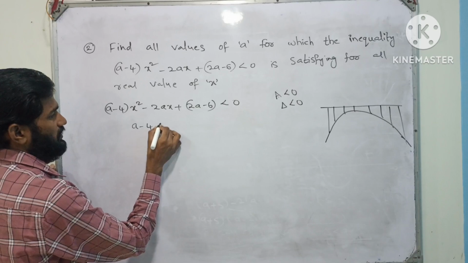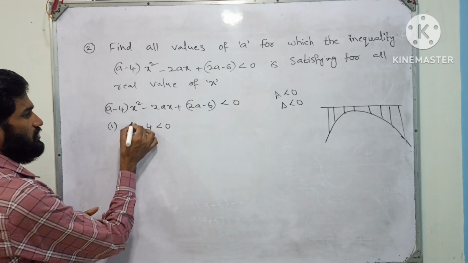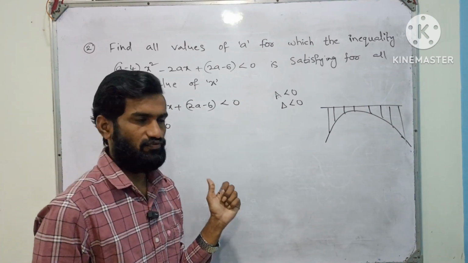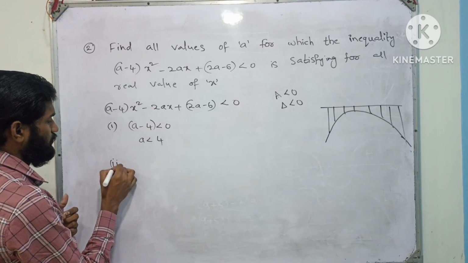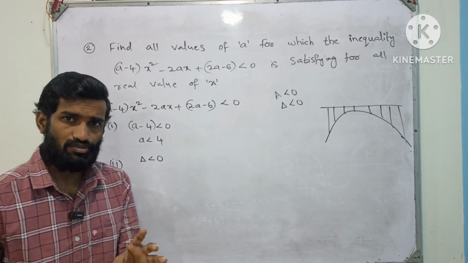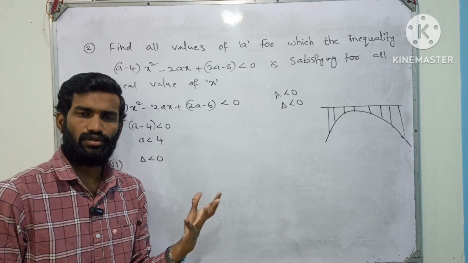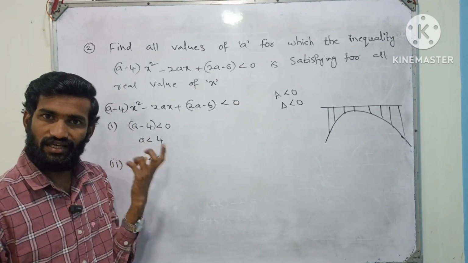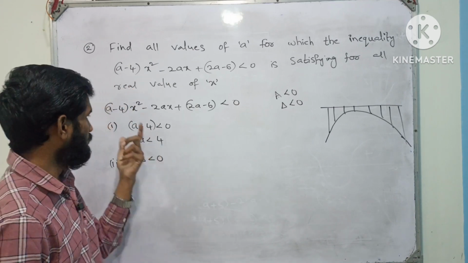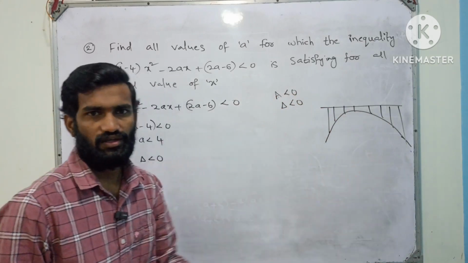Now, which is less than 0? Less than 0 means a minus 4 less than 0. This is the first case. From this, what will you get? a is less than 4. Next, what is the second case we have? The second case is discriminant less than 0. In the previous case, it was already given that the a value is greater than 0, so there was no need to take case 1. But here we need to take case 1 because a minus 4 is the coefficient of x square. Therefore, we consider that a minus 4 is less than 0, because the coefficient should be less than 0 to get this kind of graph.